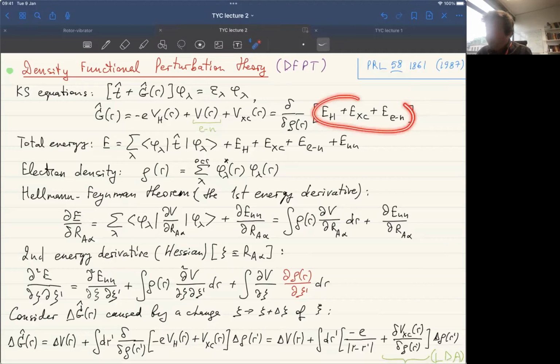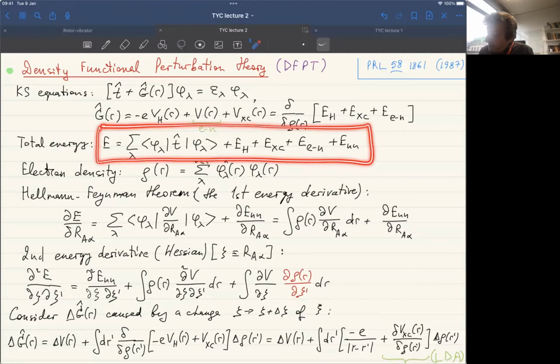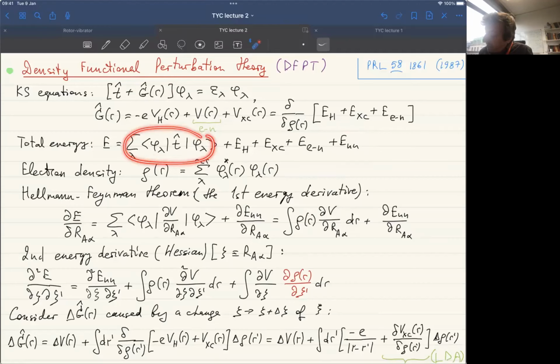All these terms depend on electronic density, and taking the functional derivative of these terms, you determine the Kohn-Sham potential. So that's something I expect you to either be familiar with, or you can look it up. The total energy of the system is written here. It contains this kinetic energy contribution and these energies I just mentioned.